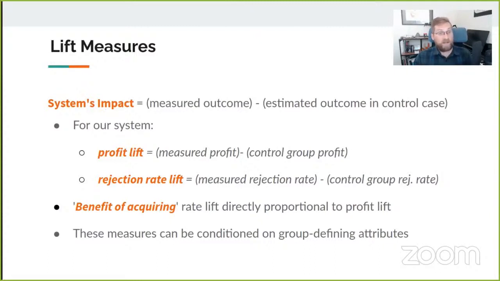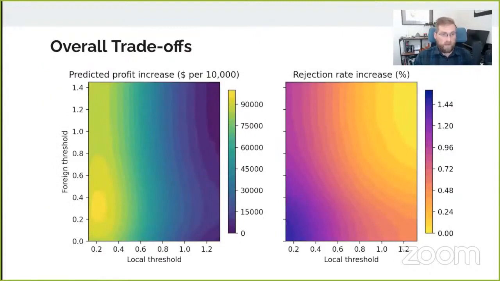We can come up with fairness measures by conditioning these lifts on the group defining attributes. So asking not just what the lift was, but what was the lift for foreign national customers and for local customers. So here we see the overall trade-off landscape of the main two objectives that we're looking at now, the profit and the rejection rate harm increase. We've plotted these in terms of the lift thresholds set separately for foreign and local customers. So that's on the X and Y axes.